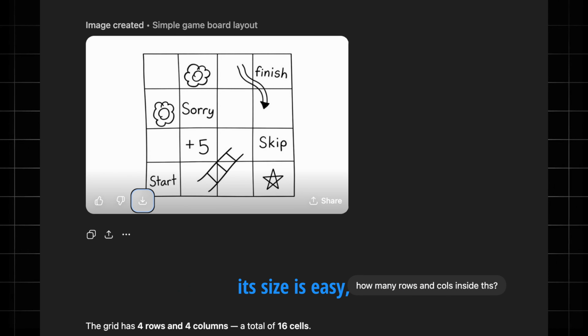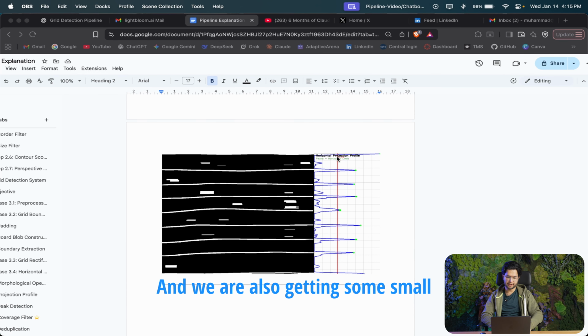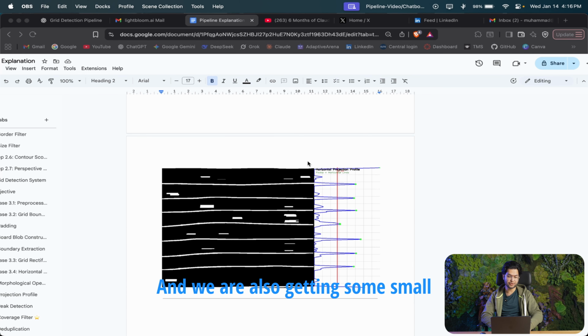This way we will see which lines are parallel to our outer boundary, and then apply different algorithms, for example, the coverage filter, removing the duplicate lines, and this is our result. For example, these lines that are horizontal, we are making the outline of these lines. And we are also getting some small lines because of the content inside the cells, but we don't consider them, as these are not the horizontal lines of our grid. We are just interested in the lines that are completely parallel to our outer boundary.